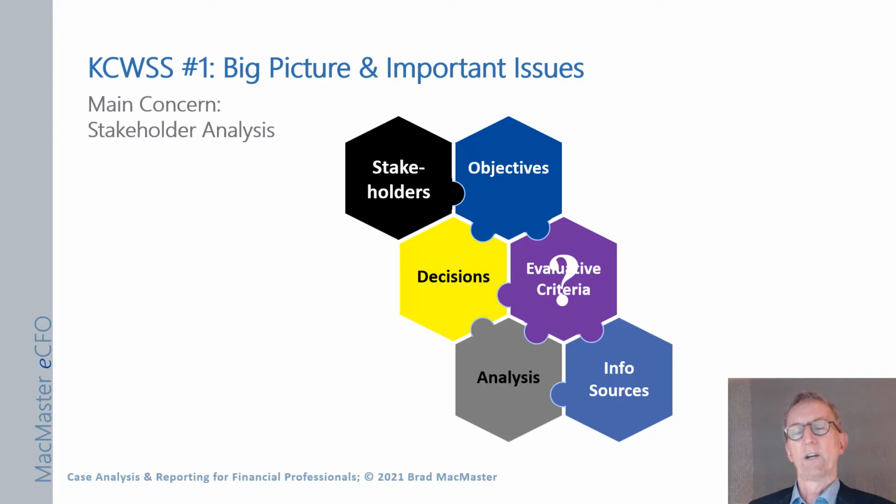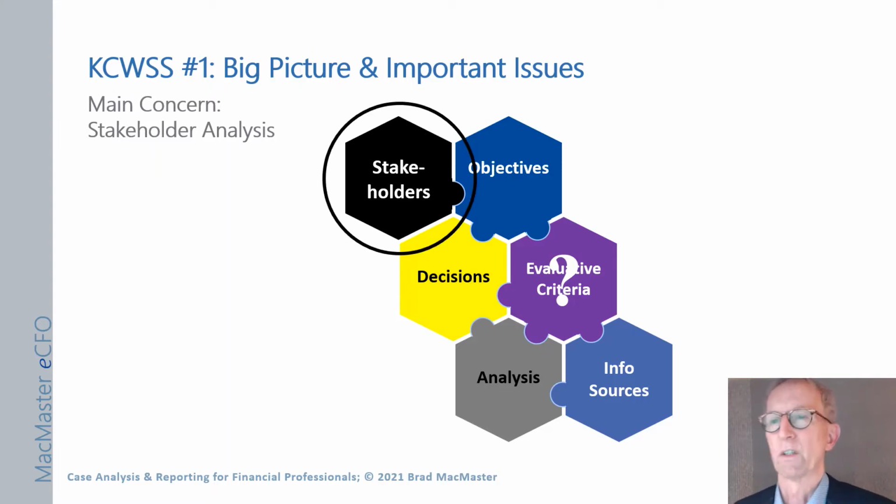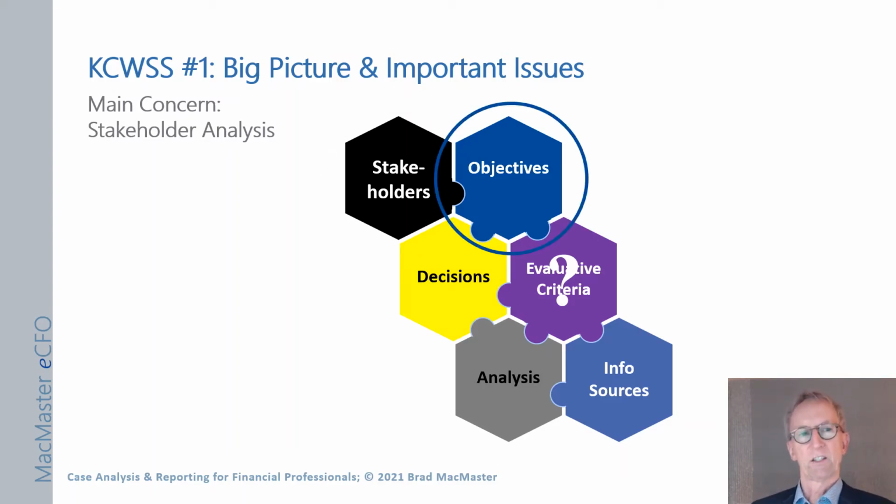So a stakeholder also is someone who has a role in the case who could be materially impacted by the important issues. It's usually pretty evident when you're reading the case who the people who could be most impacted are. So those are the key stakeholders. Once we've identified who those people are, the next thing is to try to identify what their objectives are, okay?